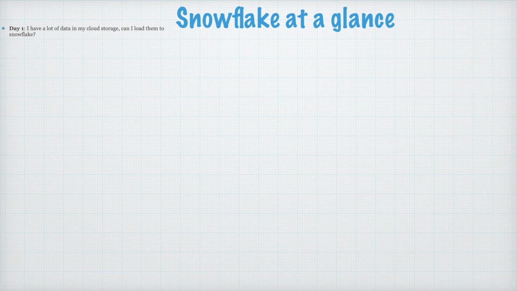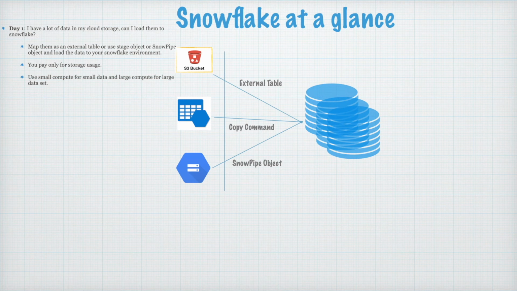On day one, I have a lot of data in my cloud storage. Can I load it into Snowflake? Map it to an external table, or use a storage object or Snowpipe object, and load the data into your Snowflake environment. Easy. You pay only for the storage usage. Use small compute for small data, large compute for large datasets. So you can have an S3 bucket as an external table, a copy command from a Google bucket, or a Snowpipe object associated with your Azure integration object.